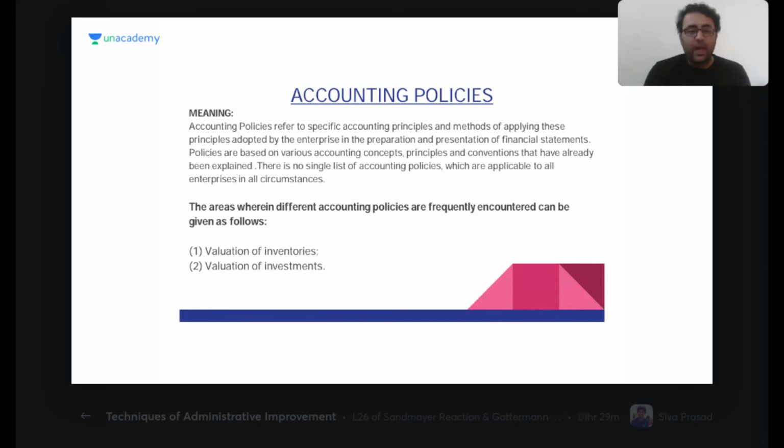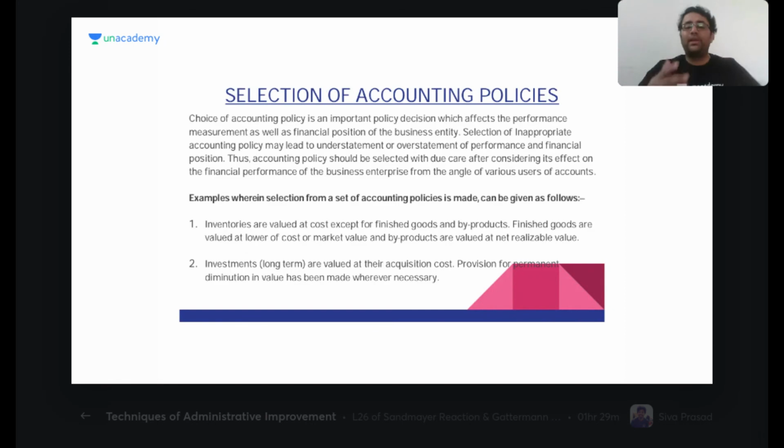Now, valuation of inventories and valuation of investments. These are two areas where your accounting policies, principles keep constantly changing. Please remember, whenever you select an accounting policy, you need to be very careful about which one you select. Choice of accounting policy is an important policy decision which affects the performance measurement as well as financial position of the business entity. Selection of an inappropriate accounting policy may lead to understatement or overstatement of performance and financial position. Like Aryan said, your profit numbers and tax numbers could be changed drastically if you do not use the correct accounting policies and principles. So you need to choose the right ones.